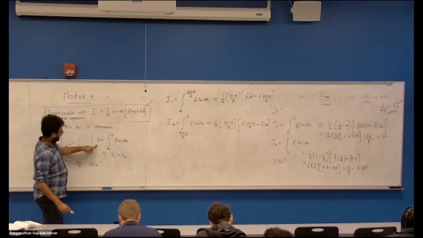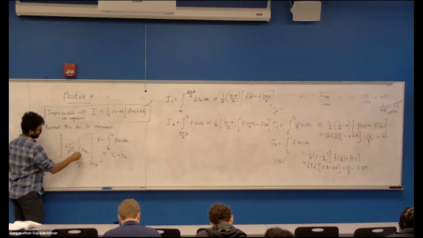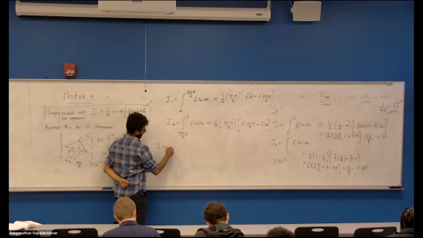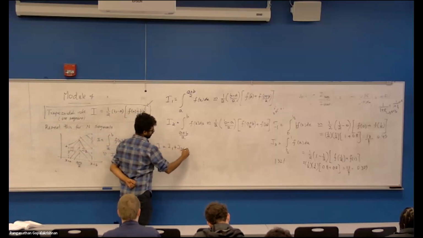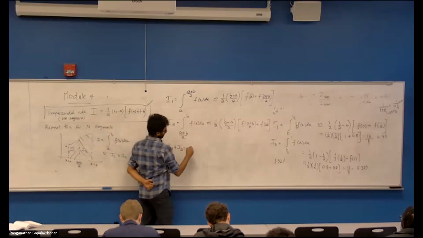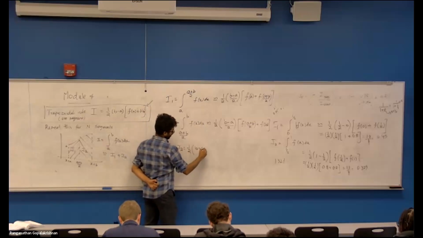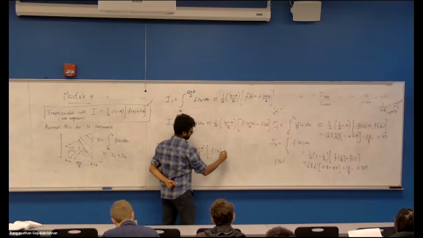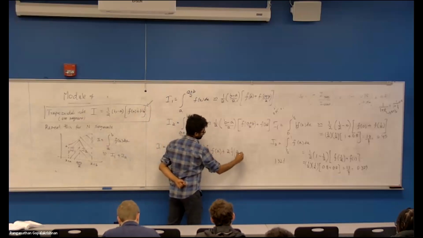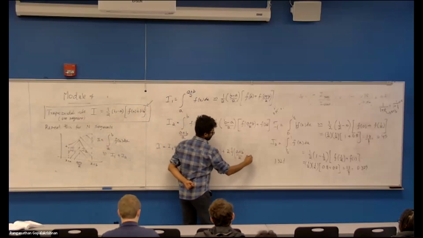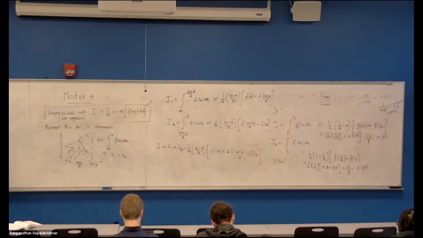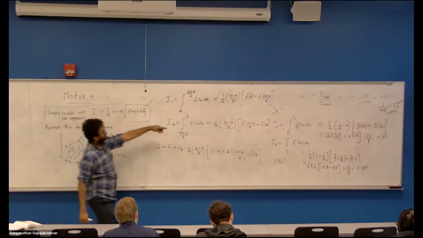So if I want to get I, which is the sum of the two segments, I would just sum up I equals I1 plus I2, and if you do a little bit of algebra, then it's half of (b minus a) over 2 multiplied by f of a plus 2 times f of (a plus b) over 2 plus f of b.